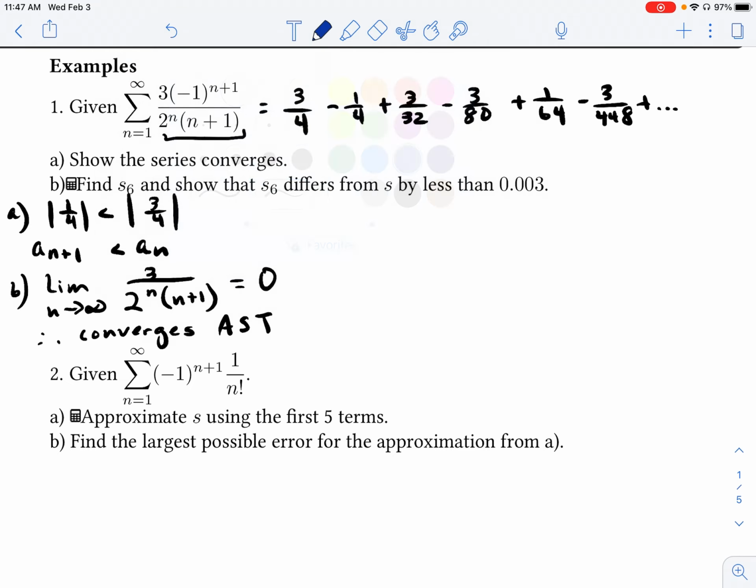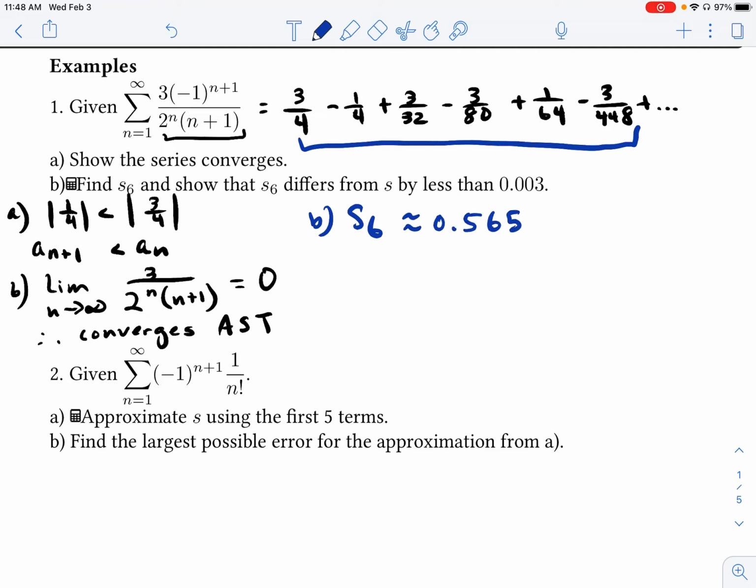Now part B, I'm going to calculate what S sub 6 is. Again, S sub 6 is the sum of the first 6 terms in our series, so we're just going to add them up. For the sake of time, I'm going to tell you that this comes out to approximately 0.5651, and let's round to the 5th decimal spot. So this is going to be approximately this value.